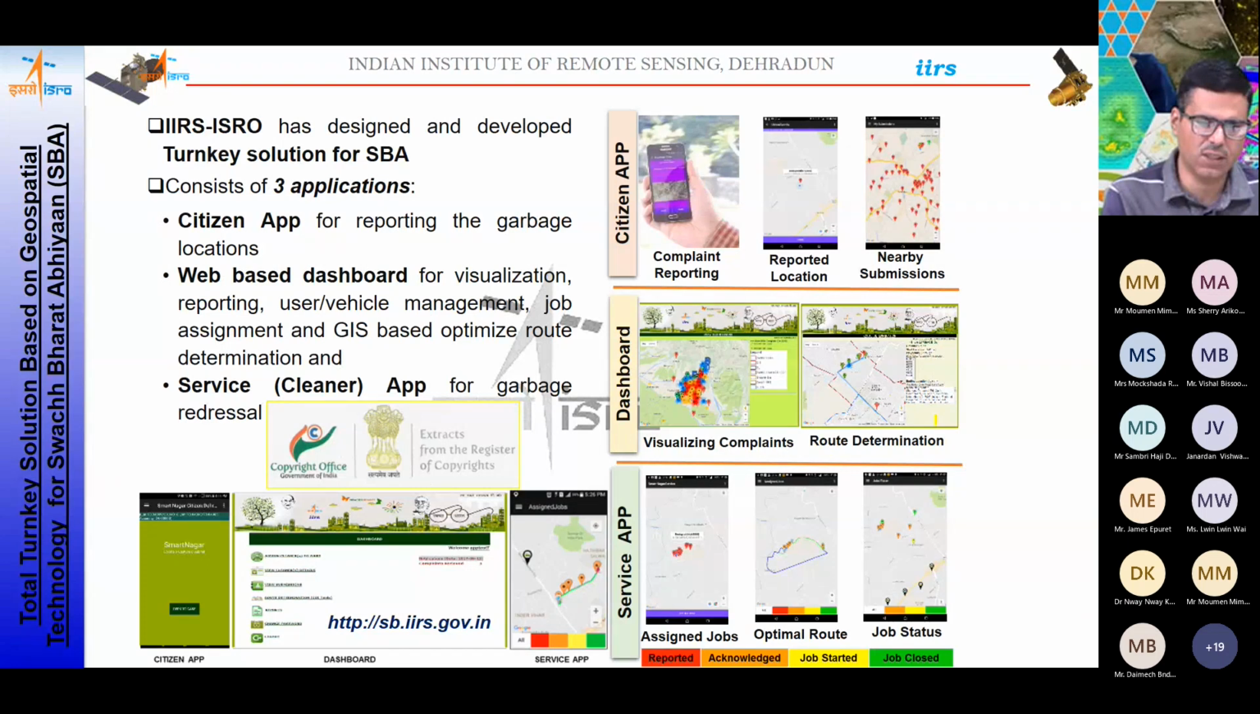Once those tasks have been assigned, the service app or the cleaner can open his app, see the assigned jobs, follow the route which is determined, go from one job to the other, and take the pre and the post images. The status, as you can see from the red to the green, denotes how the task is being handled, and this can also be monitored by the people who have reported this garbage complaint.